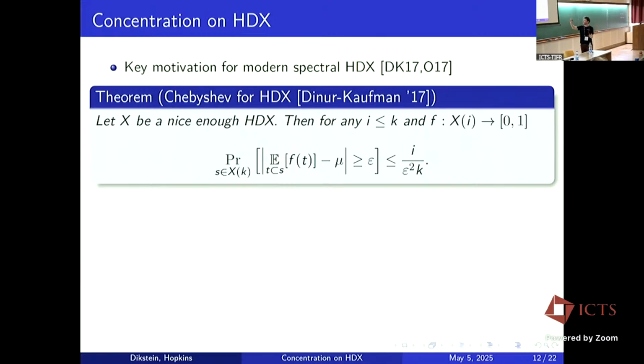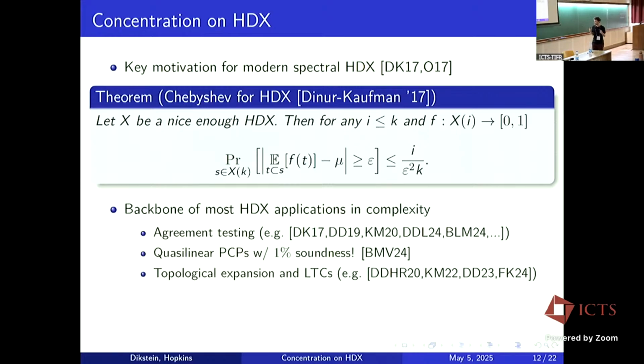But they proved that, indeed, for any levels I and k and any bounded function, you get this Chebyshev-style tail bound. You get about I over epsilon squared k, which improves a little bit on what you get in the Grassmannian and improves significantly in degree. These are bounded degree or a linear number of hyperedge systems that satisfy this type of concentration. And I won't go into it too deeply, but this has been an extremely influential result. This is used all over the place in applications of spectral high-dimensional expansion.